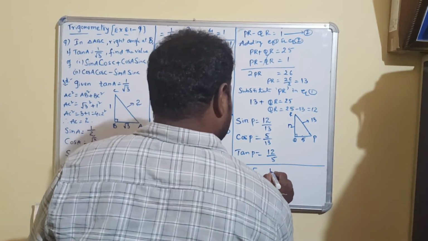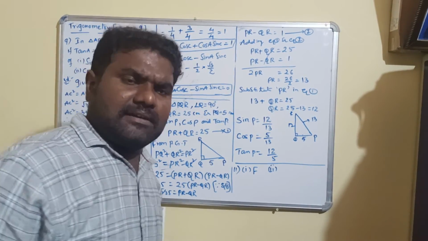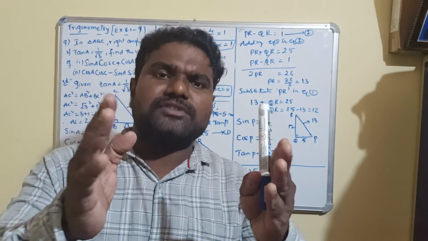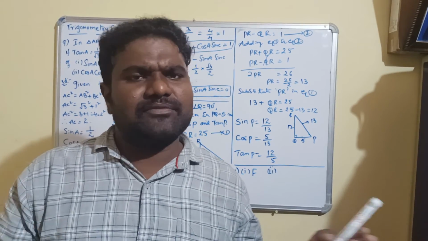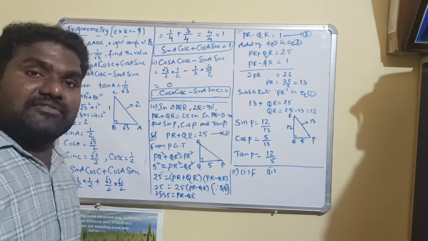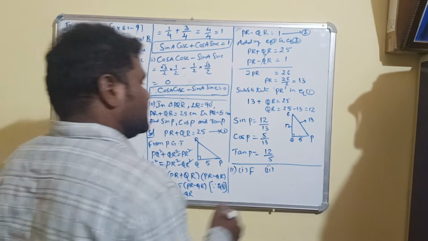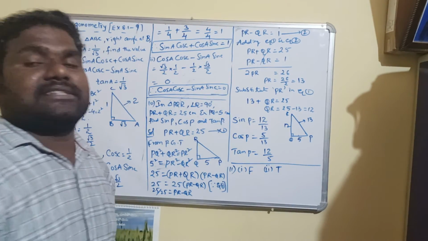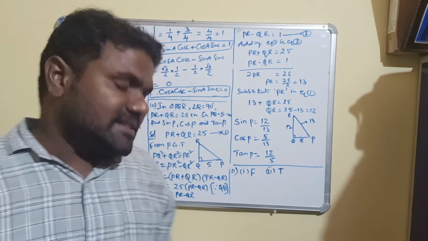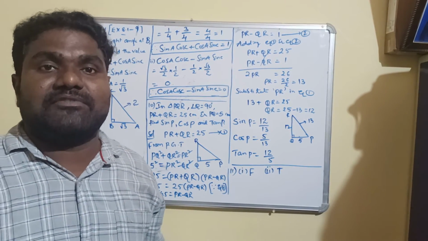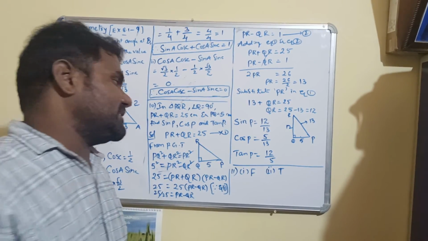Now come to the second one. Secant A equals 12 by 5 for some value of angle A. The secant A formula is hypotenuse by adjacent side. Hypotenuse is always the greatest side in a right angle triangle. Since secant A value is 12 by 5, 12 is more, so the numerator is more, therefore hypotenuse is greater. Therefore, it is true. The reason is secant A is always greater than or equal to 1.